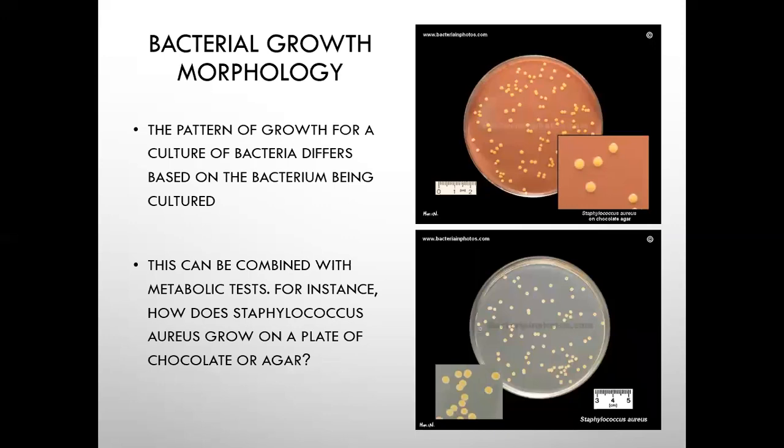All right. And lastly, also their growth morphology. So what are they capable of growing on? We can see here, we've got some different patterns depending on which bacteria is being cultured here. So we've got one that can grow on chocolate agar. Okay, so that's kind of interesting.